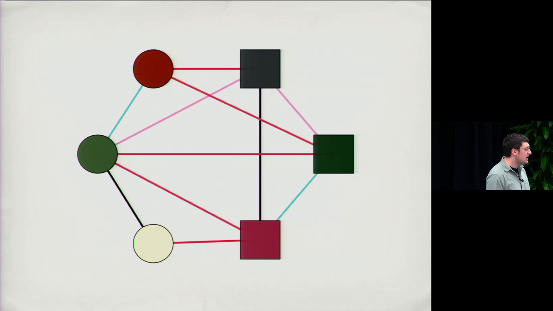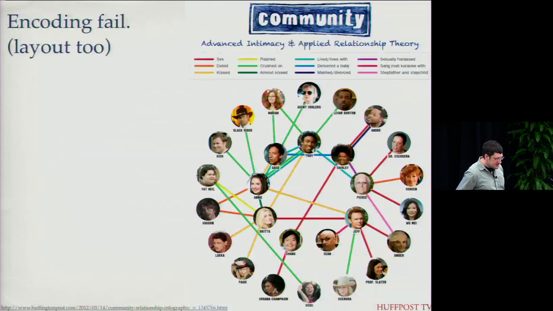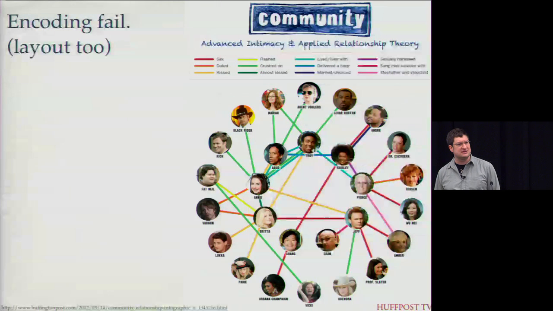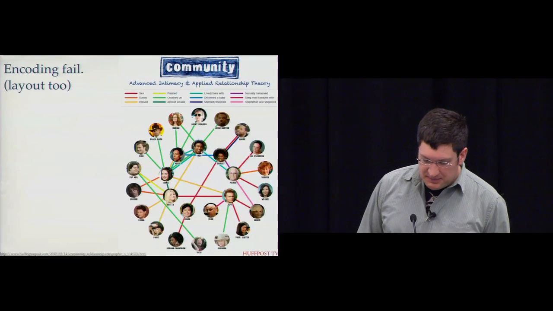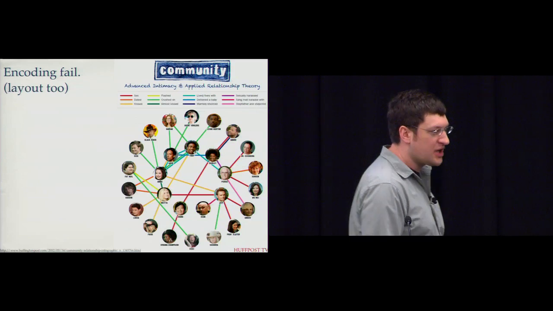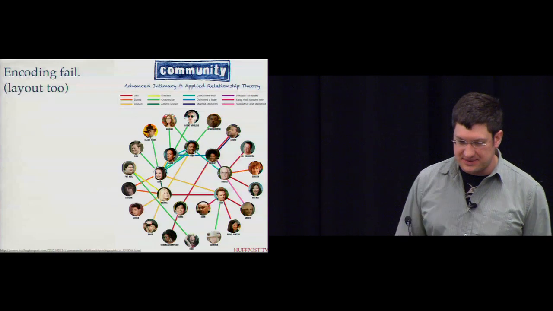Great potential there, sort of lost with the original layout. Here's another encoding fail, although the layout is not particularly useful as well, and I point that out because there's some longer lines and some crossings that I just don't think need to be there. You could just put these in proximity and save yourself some ink. But the other issue with this is we're using color to encode all different kinds of relationships, right?